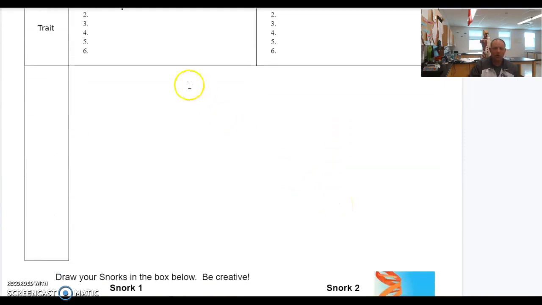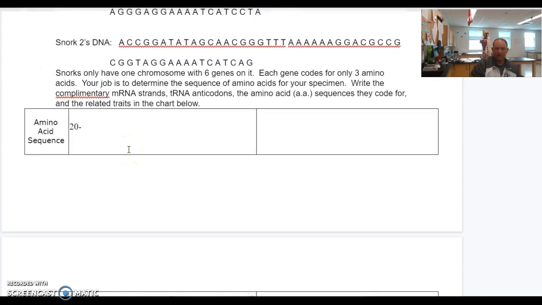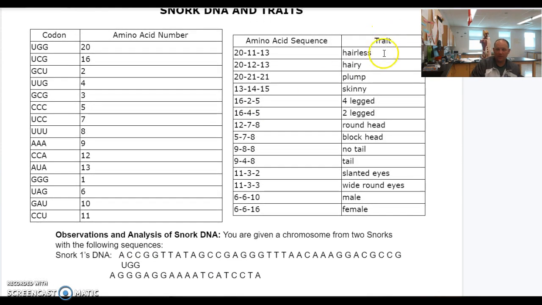And then as you go right below plump, on those traits it says draw your Snorks in the box below. So you're going to take those boxes on Snork 1 and Snork 2, and you're going to draw a Snork that has the 6 different traits listed that you just did from the DNA sequences or from the amino acids that they are coded for. The different things that you could possibly have: hairless, hairy, plump or skinny, 4-legged or 2-legged.